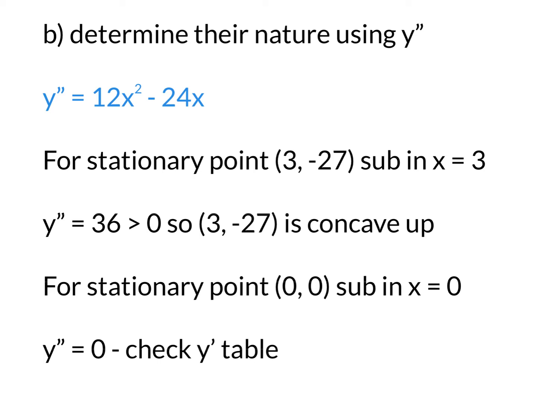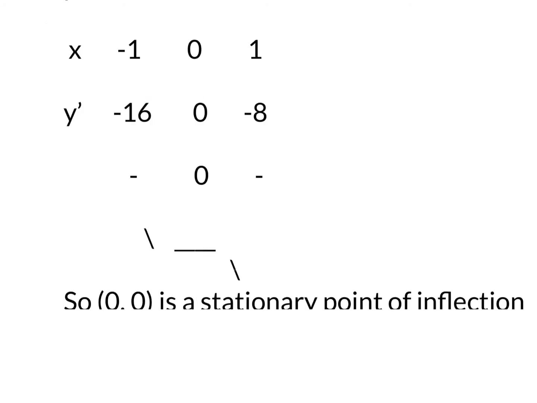For the stationary point (0, 0), we sub in x is 0, and the second derivative is 0. So therefore we've got a stationary point where the second derivative is also 0. So we need to go back to our y dash table to double check. We've got our 0 as our stationary point, and we pick a value either side. On the left it's negative, on the right it's negative, so therefore it's a stationary point of inflection.